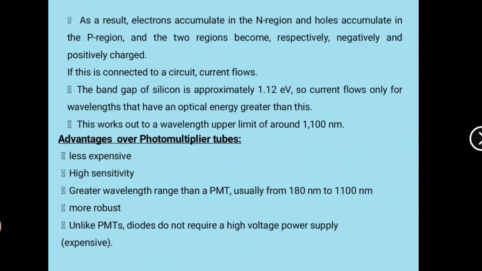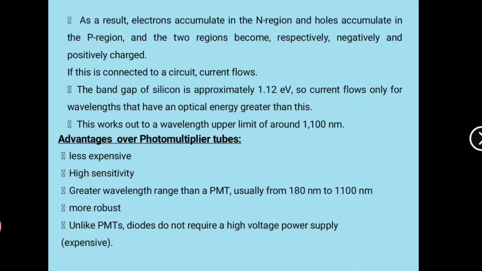As a result, electrons accumulate in the N region and holes accumulate in the P region, and the two regions become respectively negatively and positively charged. If this is connected to a circuit, current flows. The band gap of silicon is approximately 1.12 electron volts. So current flows only for wavelengths that have an optical energy greater than this. This works out to a wavelength upper limit of around 1100 nanometers.